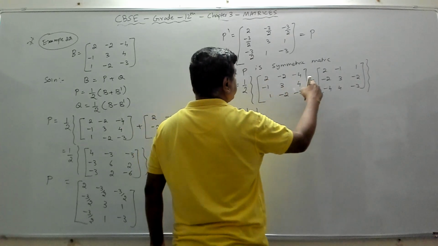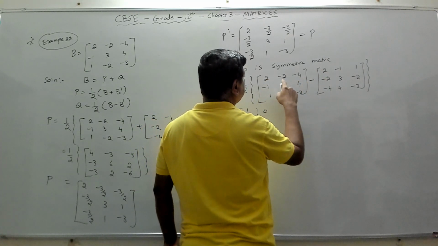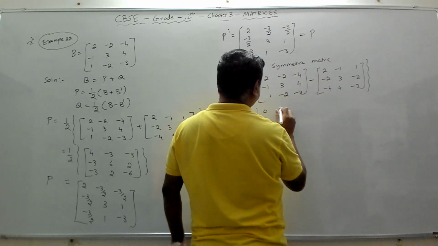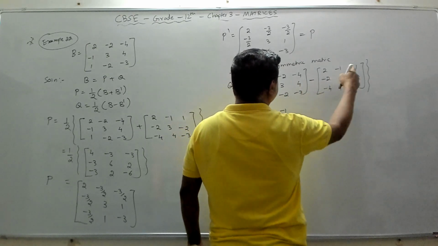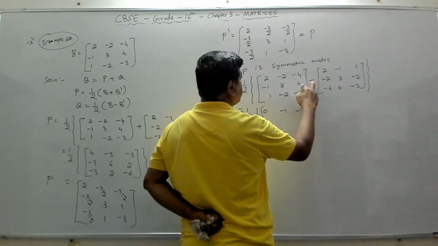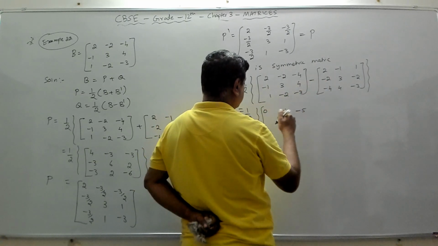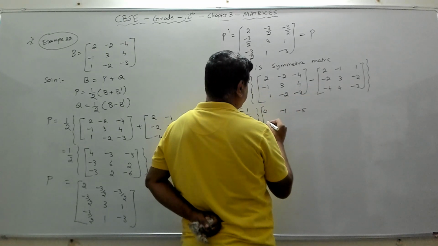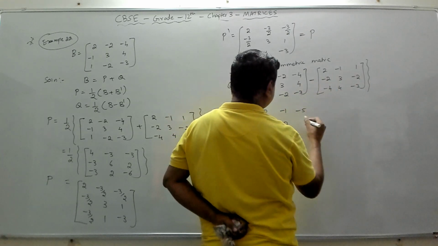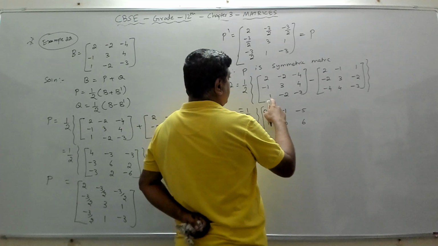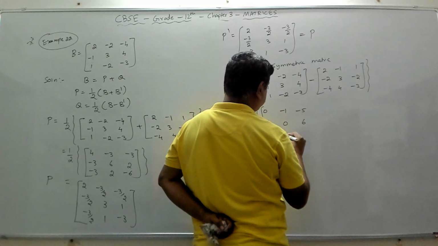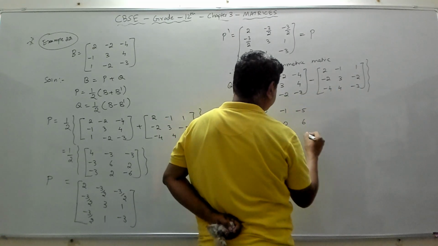Then 2 minus 2 is 0. Then minus 2 minus of minus 1 is minus 2 plus 1, which is minus 1. And minus 4 minus 1 is minus 5. Then minus 1 minus of minus 2, so minus 1 plus 2 is 1. Then 3 minus 3 is 0. Then 4 minus of minus 2 is 6. Then 1 minus of minus 4 is 5. Then minus 2 minus of minus 4 is minus 6. Minus 3 minus of minus 3 is 0.